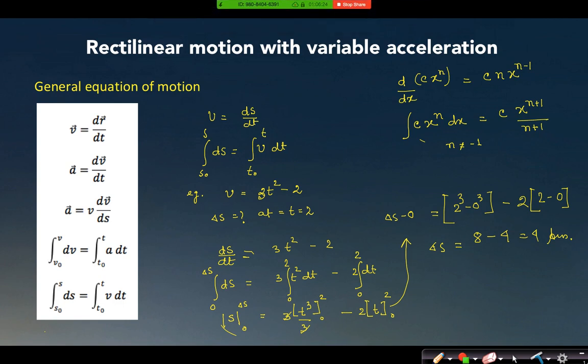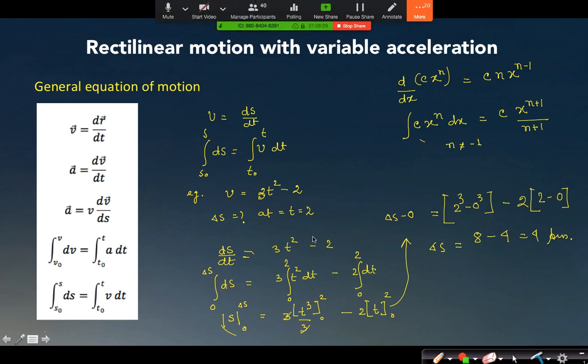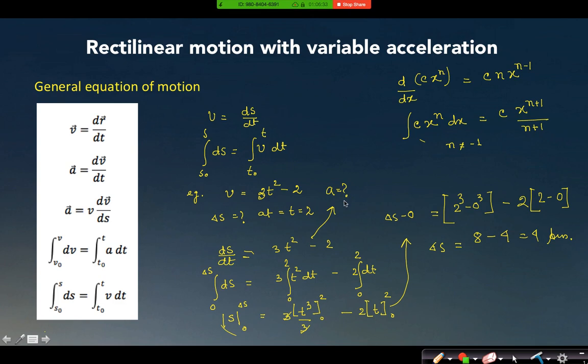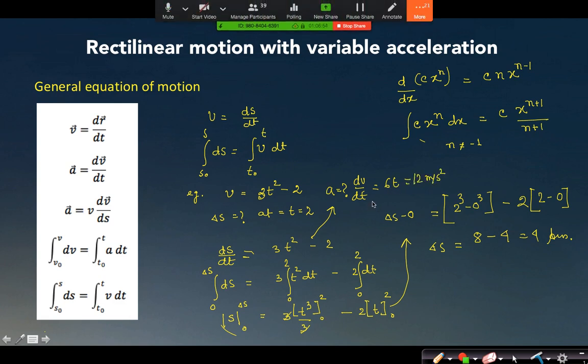Okay, in the same question, can you tell me what is the acceleration of the particle at t equal to 2 seconds? What will be the acceleration of the particle at t equal to 2 seconds? 12. How do I find acceleration? dv by dt. So dv by dt, if I do it, then it will be 6t, right? So 6t means it will be 12 meter per second square. That should be your answer, right? And this will be 4 meter. That will be your answer.